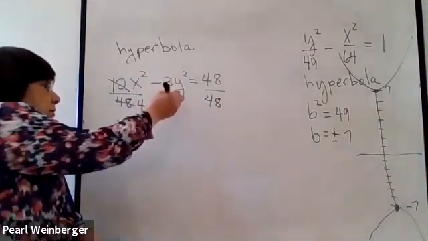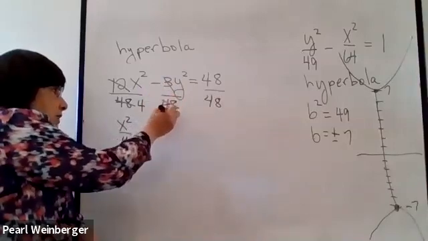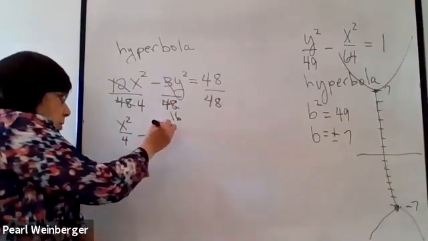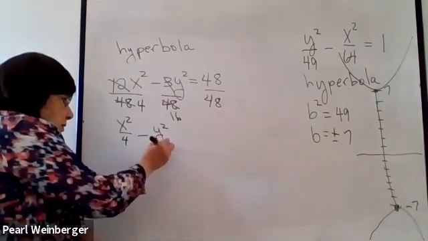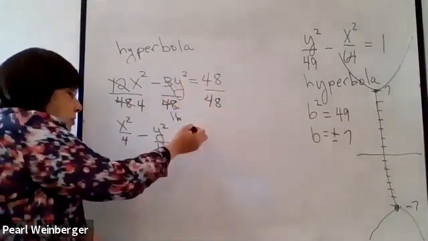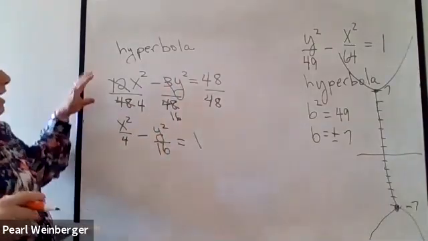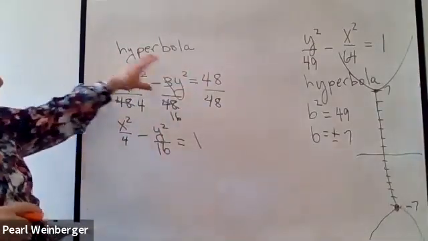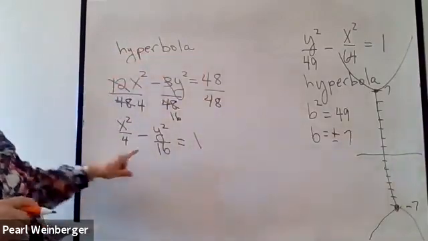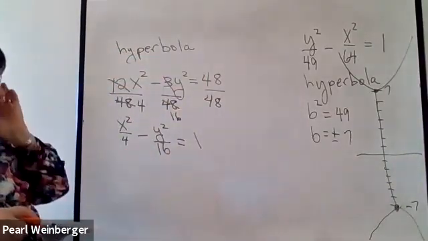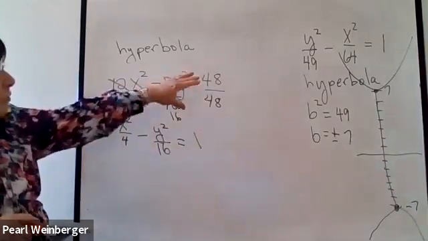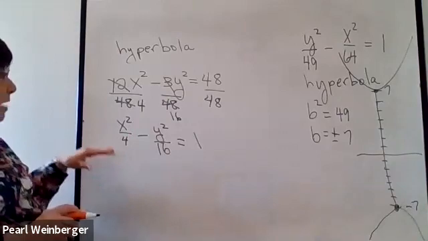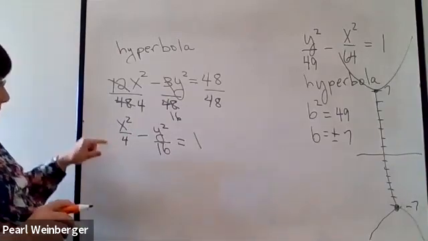And the 3 into the 48 gives me 16. So this becomes y squared over 16. And the 48 over 48 gives me my 1. So I have transferred this hyperbola, which I know is a hyperbola because of the minus, from the format they gave me into what we call the standard format. And now I can do a sketch.